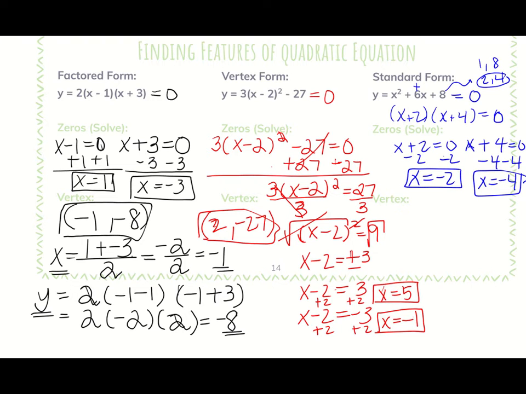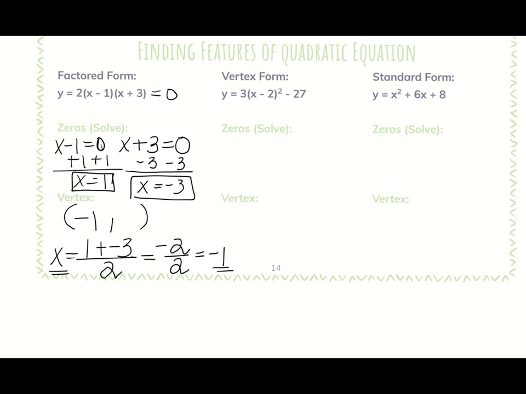And then to find my vertex, I need a coordinate. Hopefully we're feeling pretty good with this. Remember, to find the x value, it's negative b over 2a. So in this instance, b is 6 and a is 1. So that would give us -6 divided by 2, which is -3. So that would be the x coordinate of our vertex.